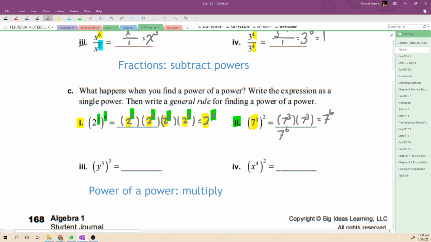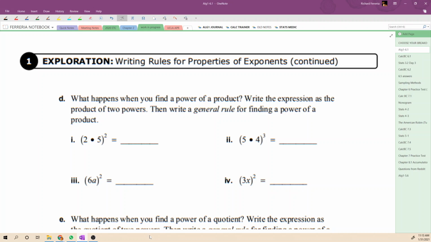Let's take a look here. We have y to the 3rd power to the 3rd power again. 3 times 3 is 9. So this result should be y to the 9th power. Our next one is x to the 4th power squared. And 4 times 2 is 8. So this should be x to the 8th power. Okay, we have 2 more of these to do.